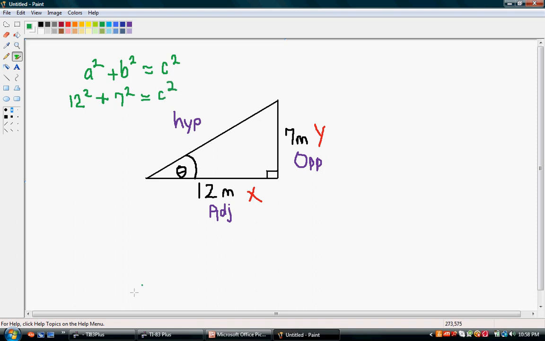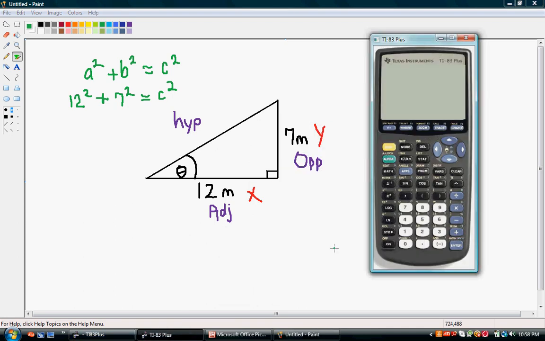Alright, so what we're going to do is we're going to take our calculator and plug this in. 7 squared plus 12 squared. It doesn't matter in what order you do it, but you're going to get 193. You're going to take the square root of 193. Since it's c squared, you have to take the square root of c squared to get c.